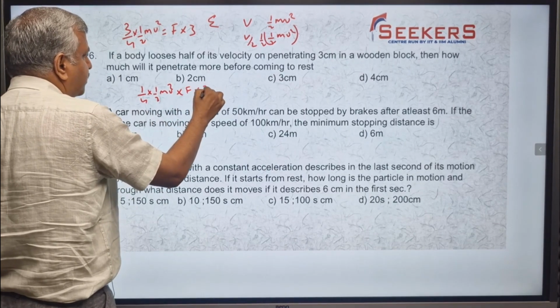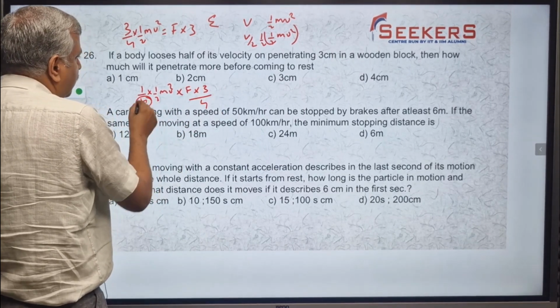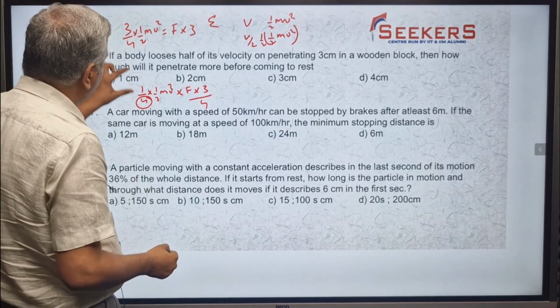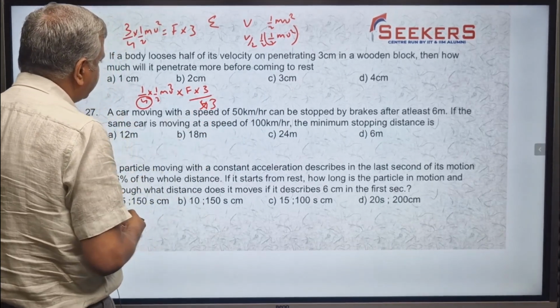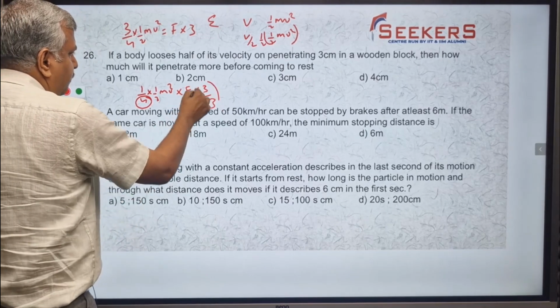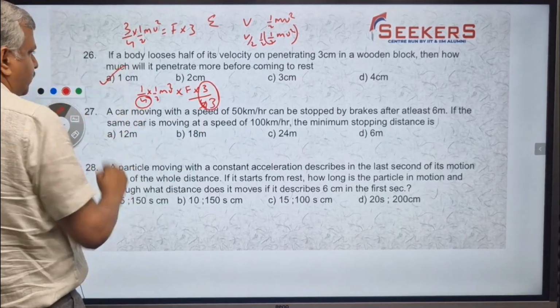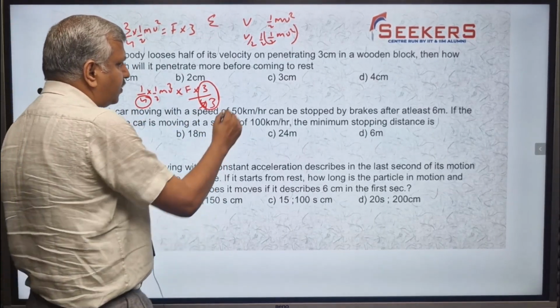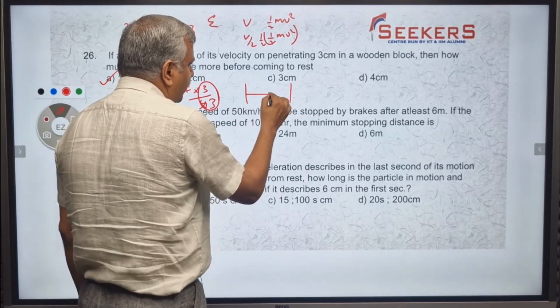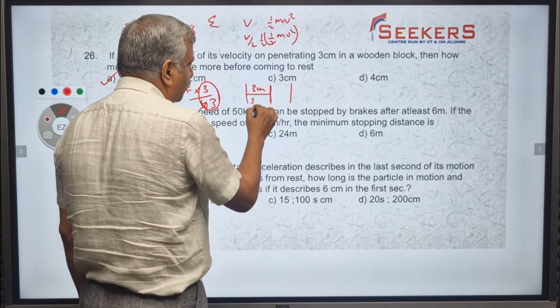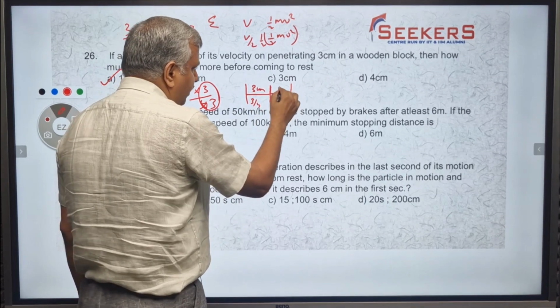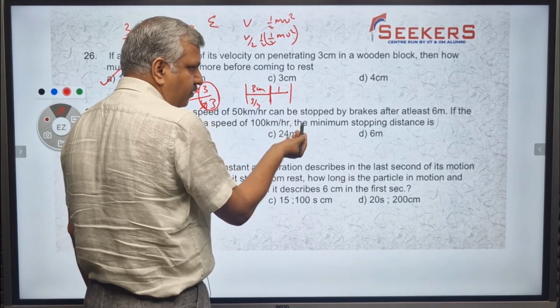Force into distance by 4, because this is 3/4, this is 1/4, so it will become by 3. So what will be the answer? 3 by 3 will be 1 centimeter, so it will take 1 centimeter. In other words, if this is a block, when it goes 3 centimeters, 3/4 energy is lost. So for the next 1 more centimeter, full energy will be lost.